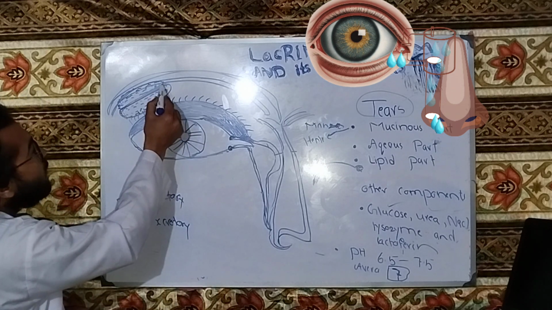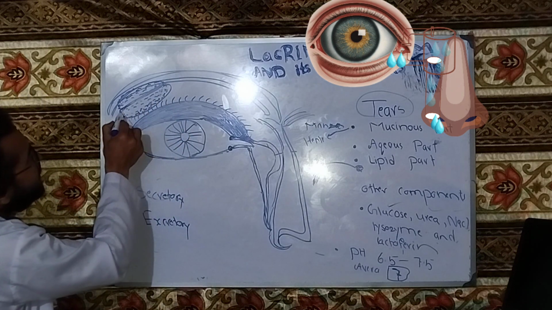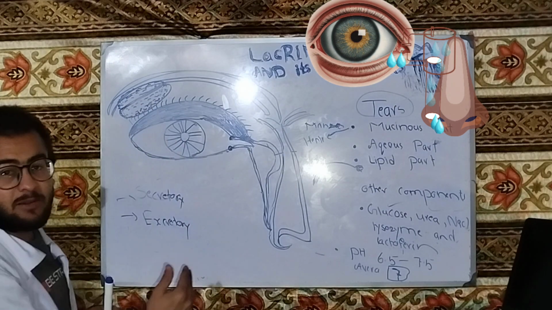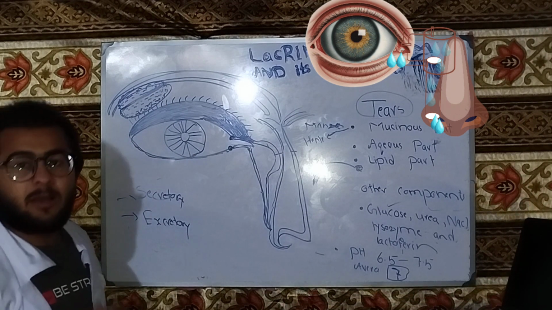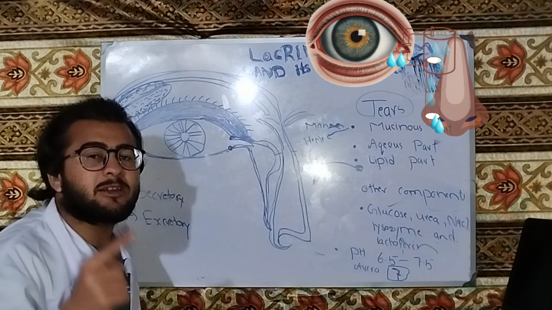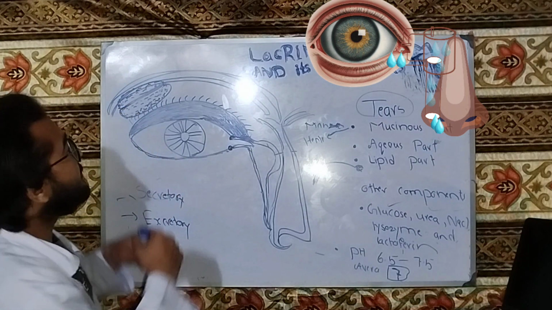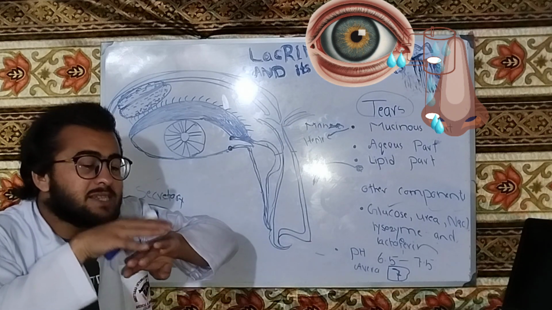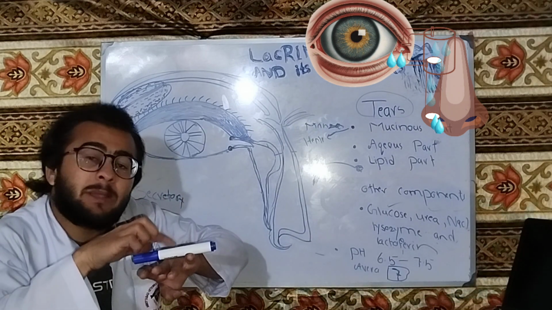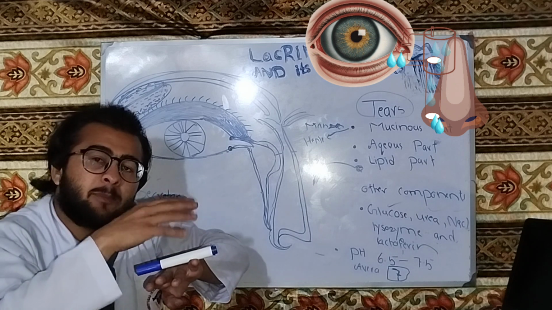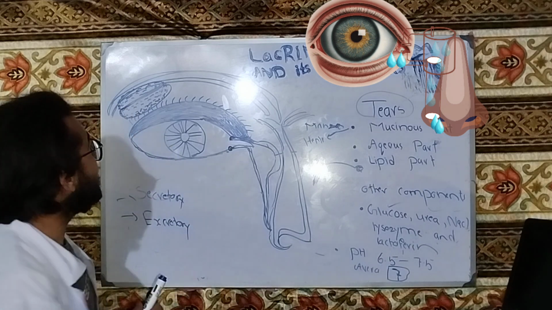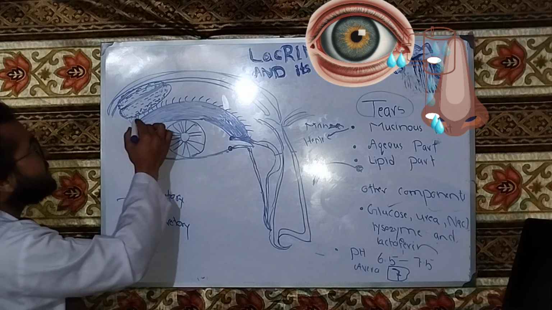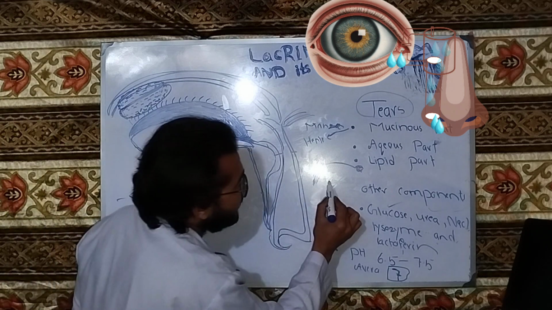Okay, and this is divided into two parts, the palpebral part and the orbital part, by the aponeurosis of the levator palpebrae superioris muscle. The levator palpebrae superioris aponeurosis comes like this, and it divides the gland into the palpebral part, and above this aponeurosis we have the orbital part. So this is the division, and it opens into the fornix region of the conjunctiva.